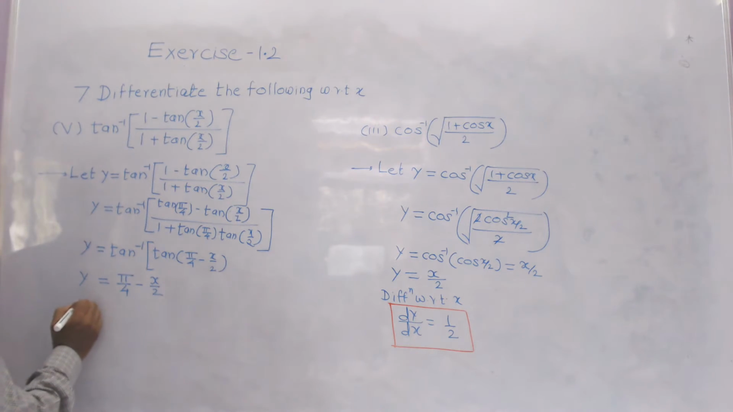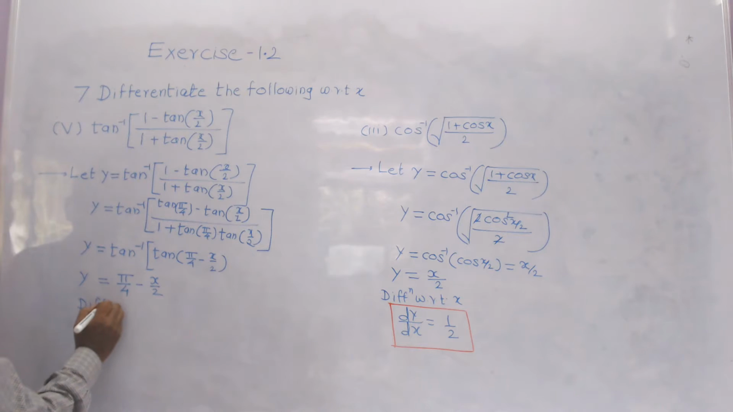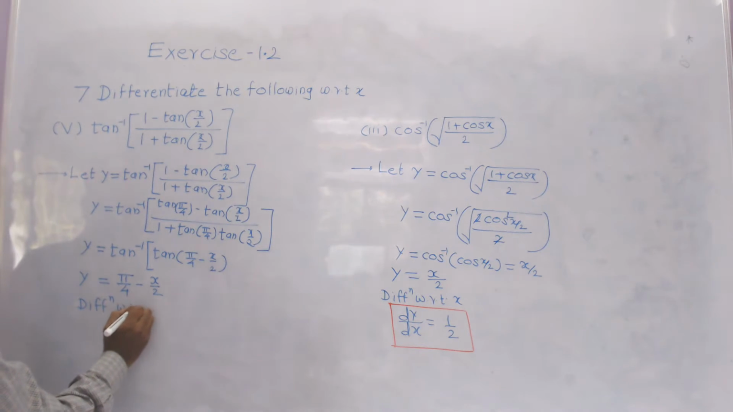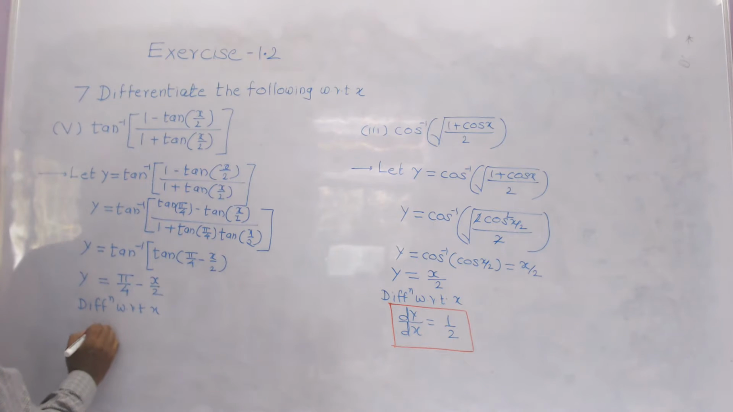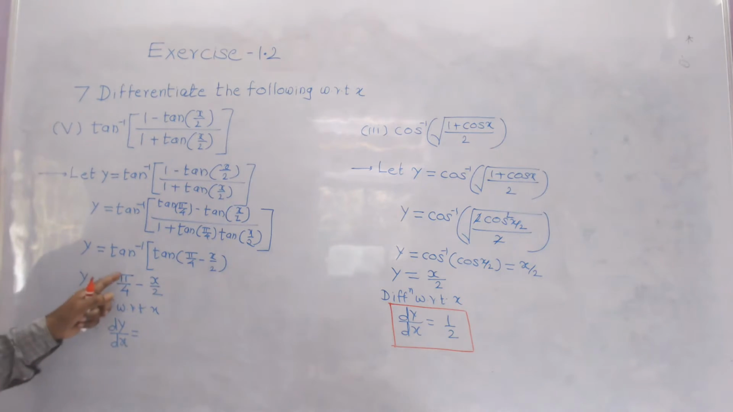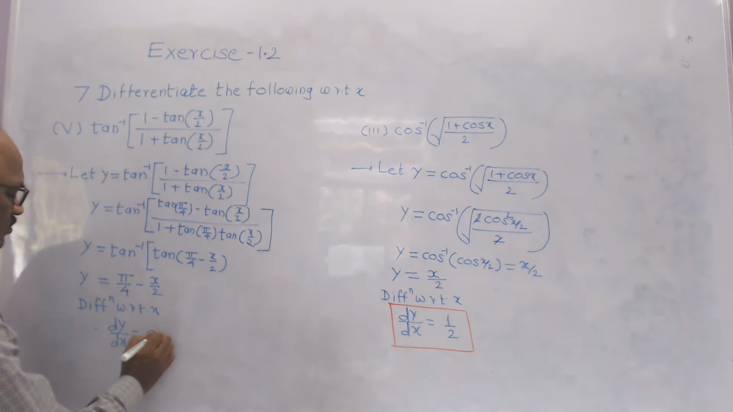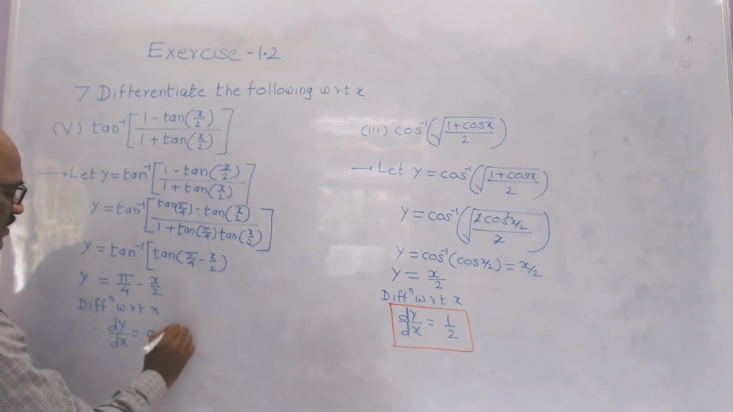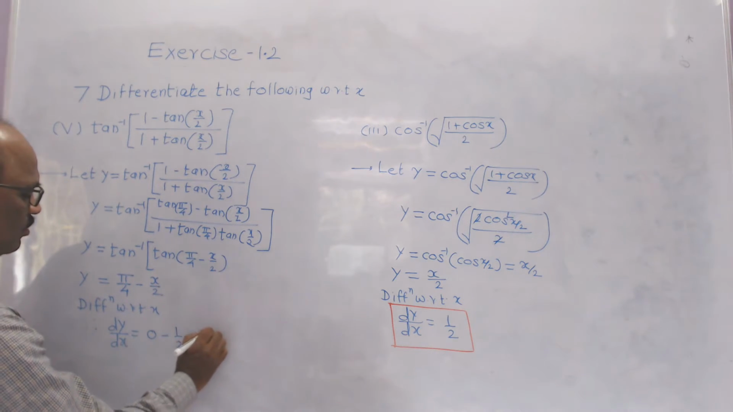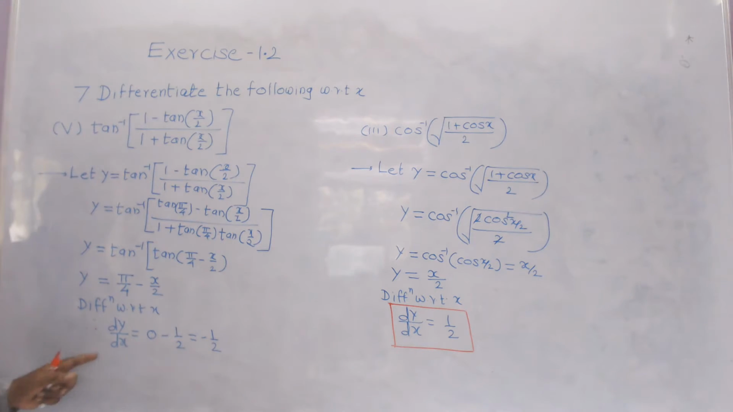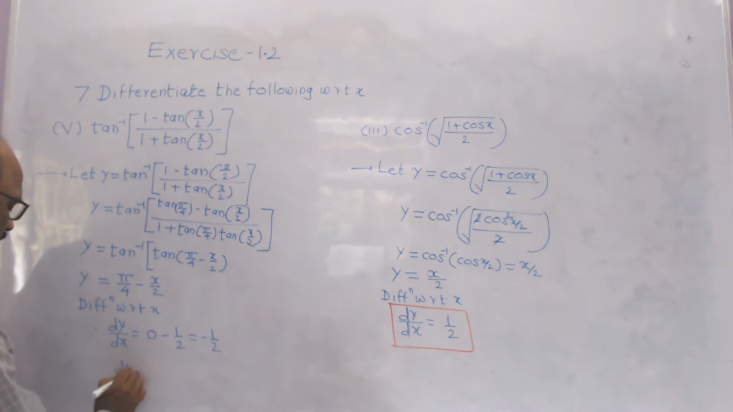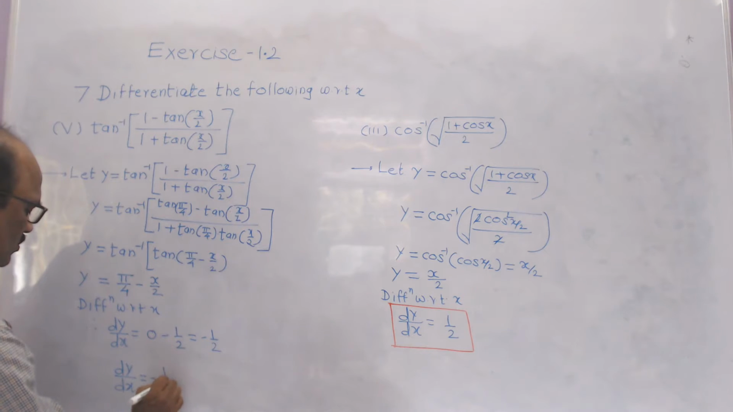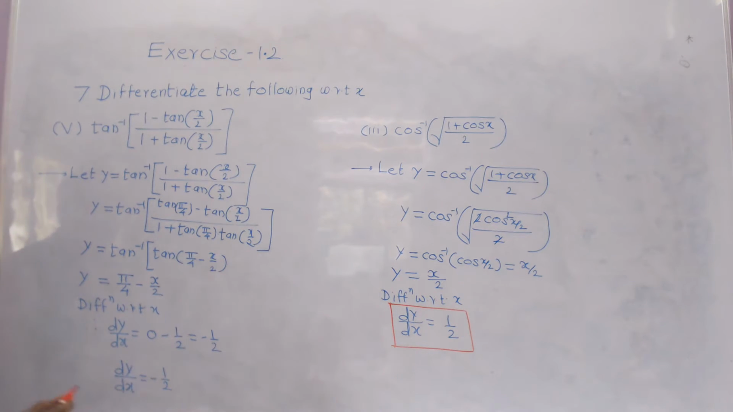Now differentiate this with respect to x. Therefore dy by dx is equal to derivative of pi by 4. It's a constant. Its derivative is 0, and derivative of x is 1. Therefore it is 1 upon 2, and overall this is minus 1 upon 2, and hence dy by dx is equal to minus 1 upon 2, and this is the answer.